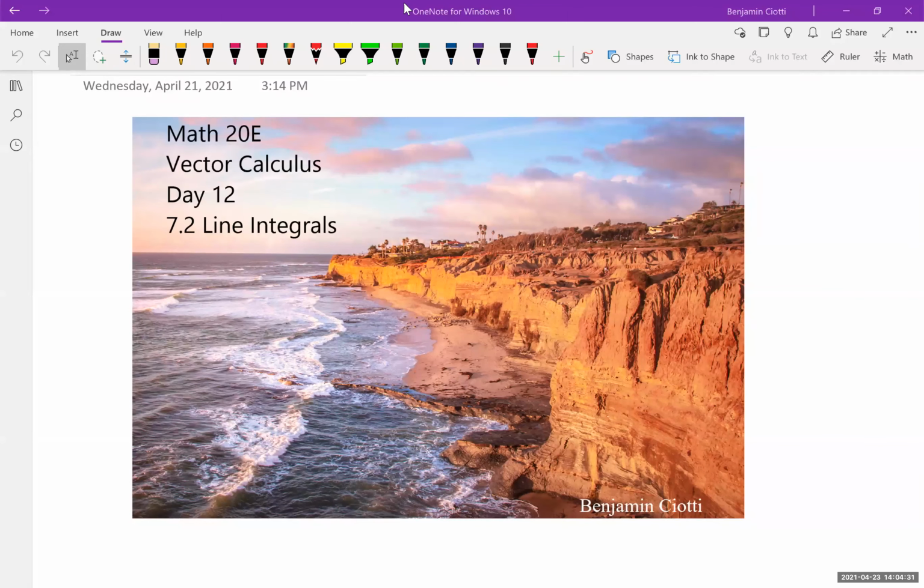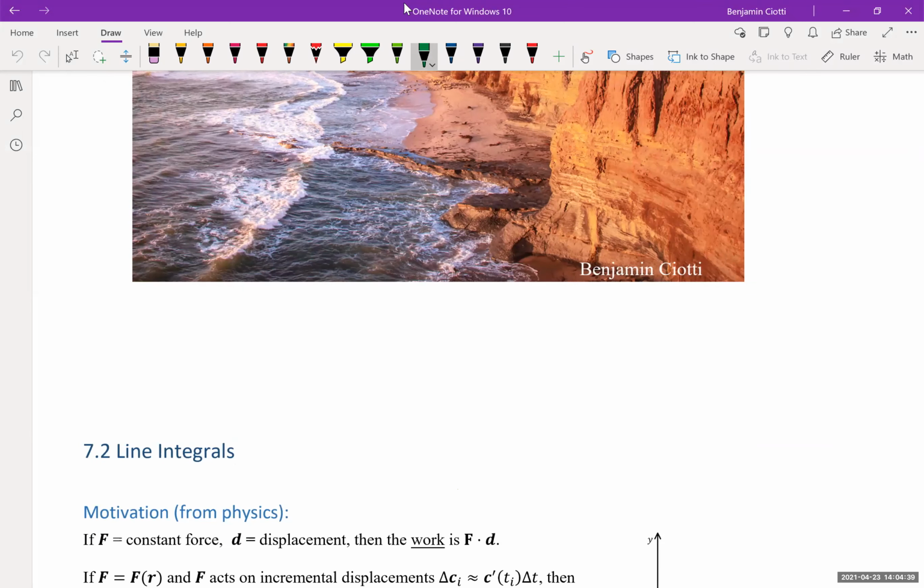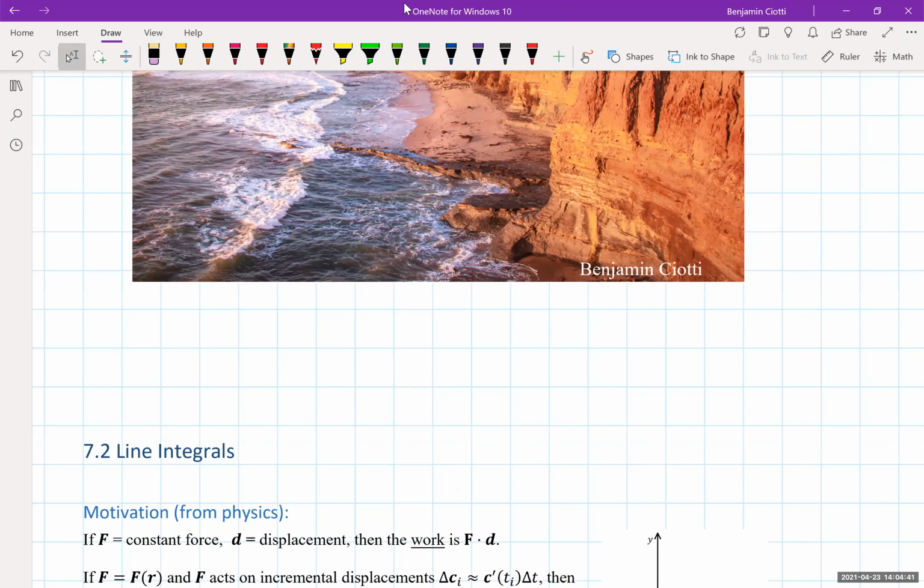So on to line integrals. Let me remind you of what we did last time first, briefly. Recall that the last lecture was about path integrals. The words path integrals, line integrals, sometimes they might get mixed up. They're pretty similar things, but path integrals were as follows.